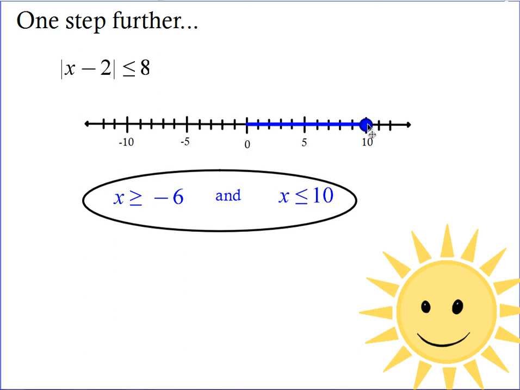On a number line, if I graph x is less than or equal to 10, I would have a solid dot at 10 shading to the left, but I also need values that are greater than or equal to -6. Here's my solution. Everything shaded in blue are values of x that will make this inequality true. And of course, since it's shaded in between our two boundary values, I can write it as a single compound inequality.